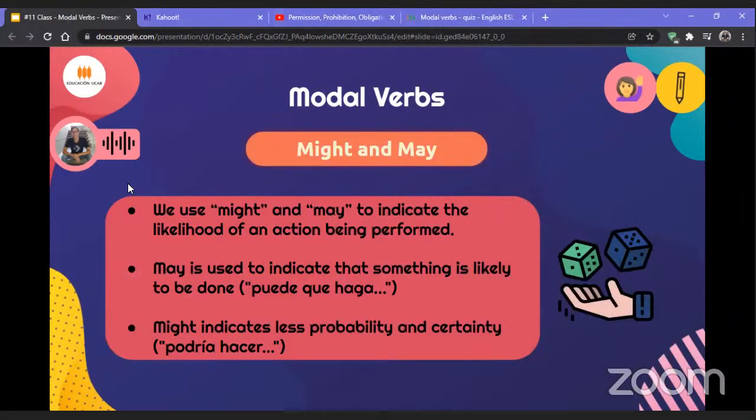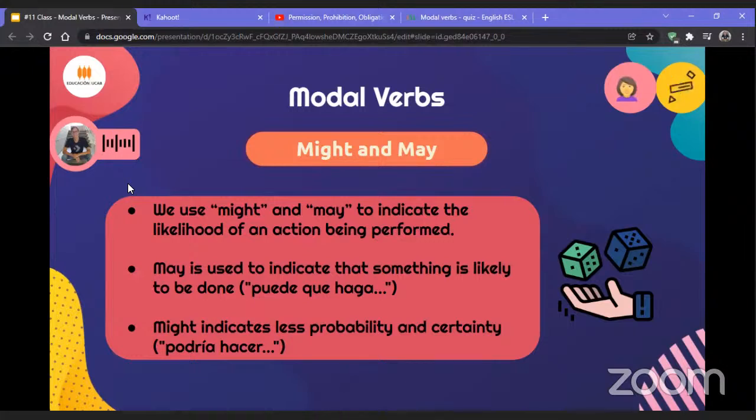In this case, we have the difference between might and may. So in the last class, I said asking or making a request with might is quite polite, okay? It's very, very polite. But if you are making a normal sentence without asking anything, it's quite different, okay? Quite different. For example, may is used to indicate that something is likely to be done, okay?